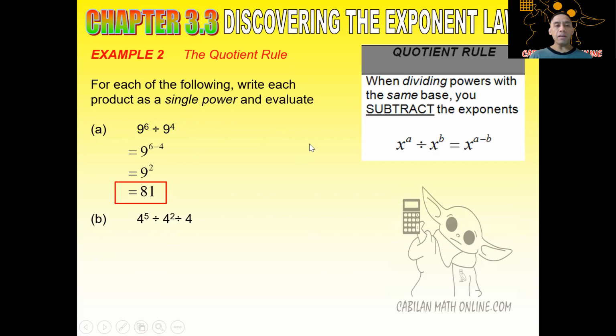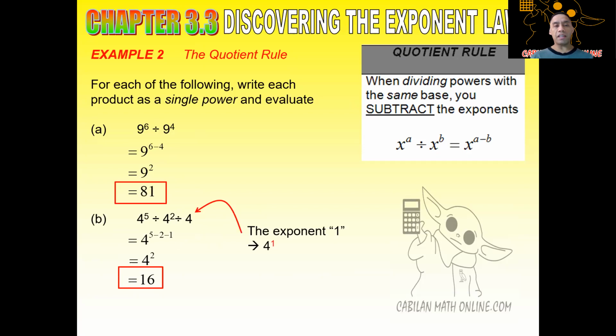Now for part B, notice that this 4 over here has a missing exponent. It's actually invisible. Anytime you have a base with no exponent, there's really an exponent 1 there. So I'm just going to rewrite this now with that exponent 1. So we have a common base of 4. And what I'll have here as an exponent is 5 minus 2 minus 1. Then from there, that will simplify to 4 squared. And that will give me 16.